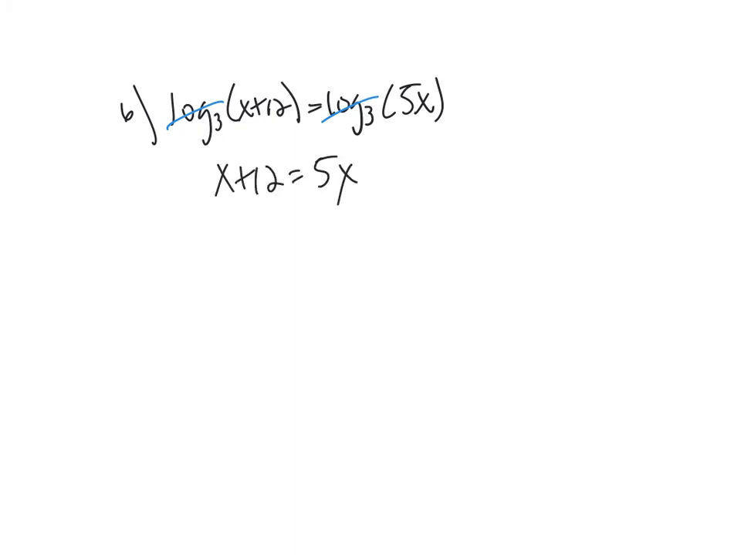Let's look at another one. What if we have log base 3 of x plus 12 equals log base 3 of 5x? Well, what do we notice? Log base 3 equals log base 3. Well, since we have the same logs and they're all in parentheses, these are going to cancel. And we can just say that x plus 12 equals 5x. And we can solve for x. Subtract the x from both sides. 12 equals 4x. Divide by 4.